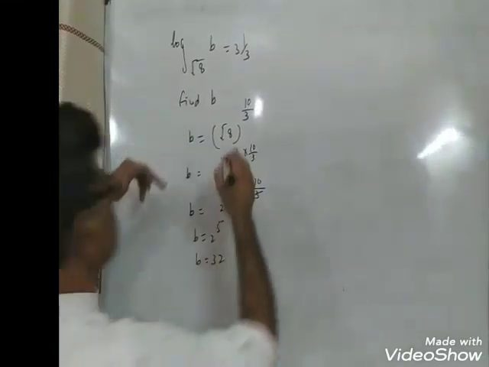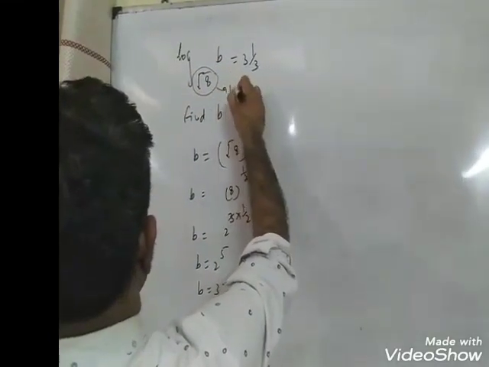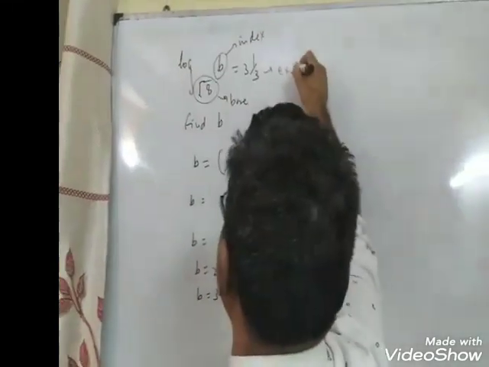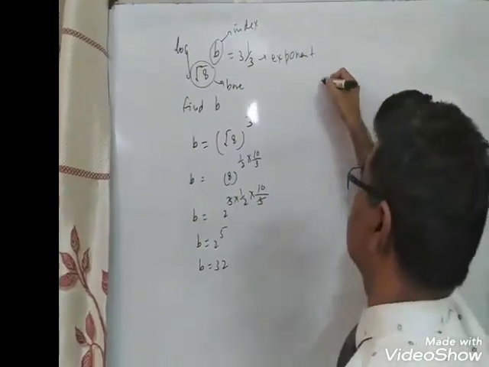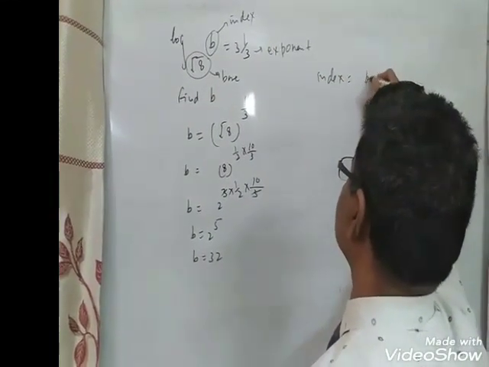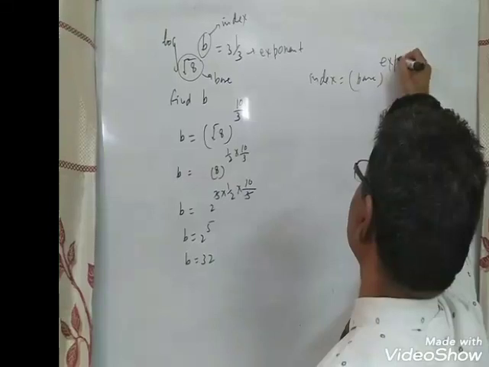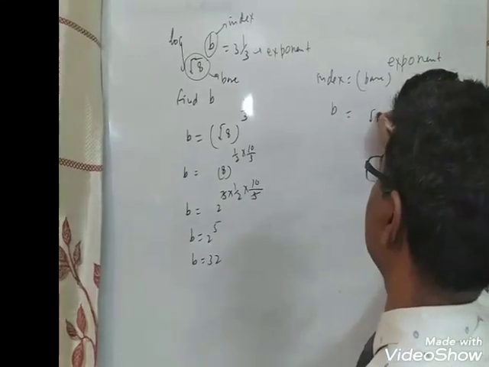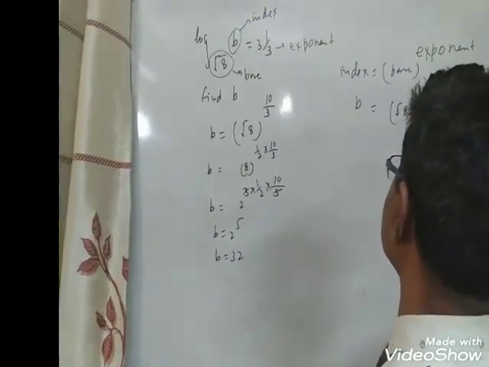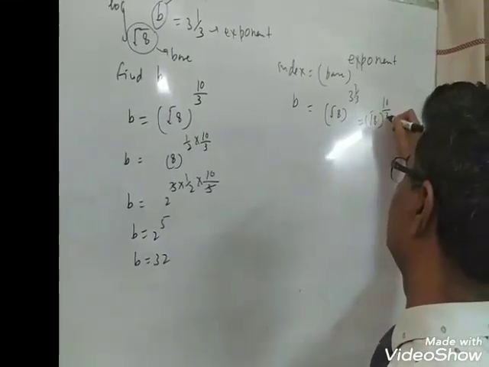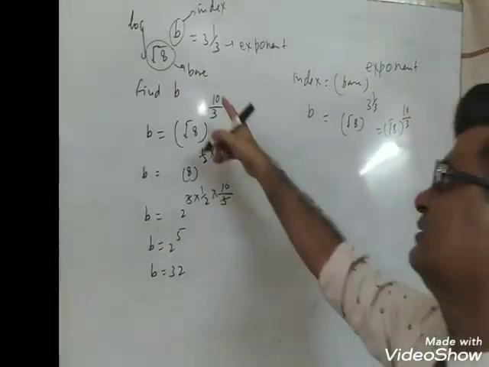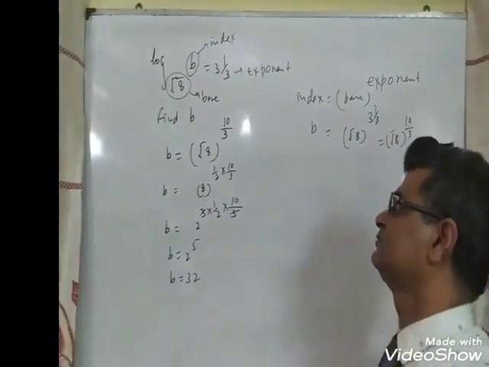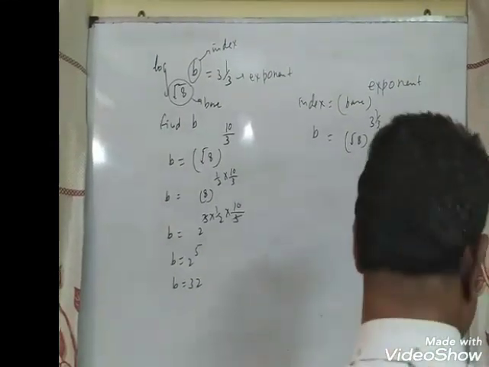So simply you can see that this is the base, this is the index, and this is the exponent. So index is equal to base to the power exponent. That is why we wrote b. Base was root 8 and exponent was 3 and 1 by 3, which means root 8 to the power 10 by 3. So you can see how the logarithm can be opened, basically into the exponents. Right? Now we'll move to the next question.